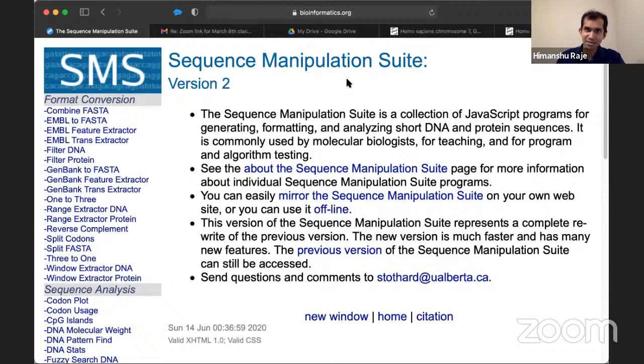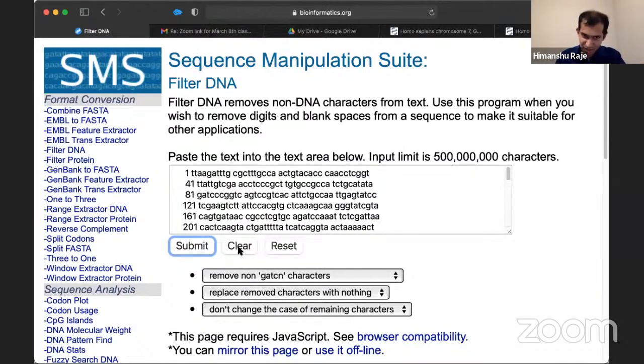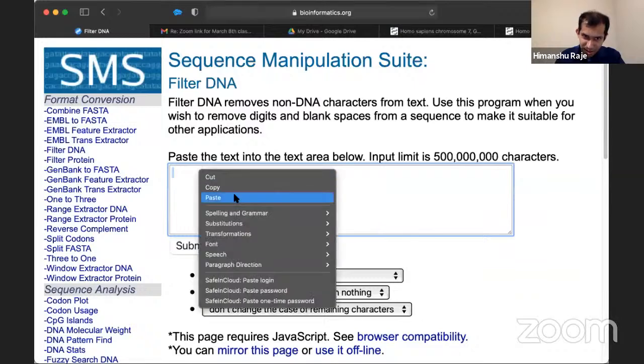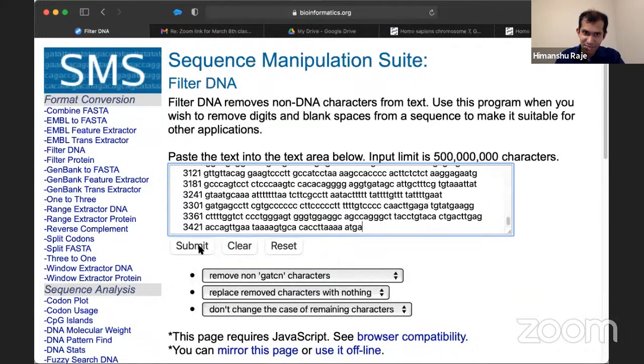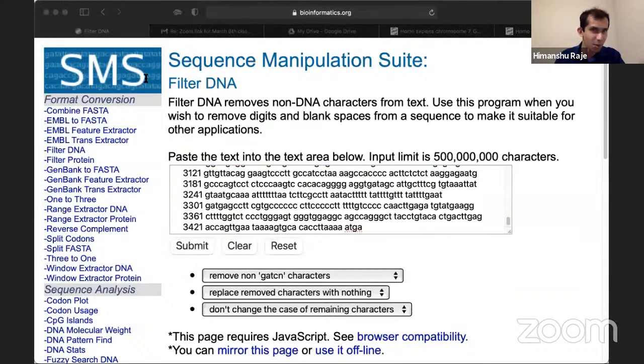This is a fantastic sequence manipulation suite, online software developed by University of Alberta in Canada. It has several free tools for us to play around with. Okay, we are just going to look at some of these. For example, filter DNA, whatever other non-DNA characters you might have. What if somebody gives you a Word file of DNA sequence with some other characters? You don't want those characters because those characters will be thrown off by any bioinformatics software. In that case, just run your sequence through this. It gives you an example sequence, just clear that off and paste our sequence in here and hit submit. What it gives you is the sequence without numbers.